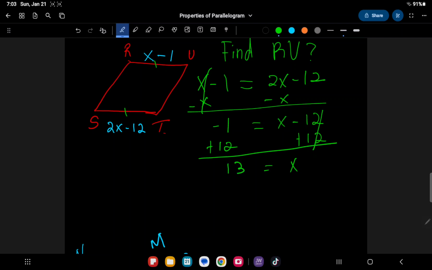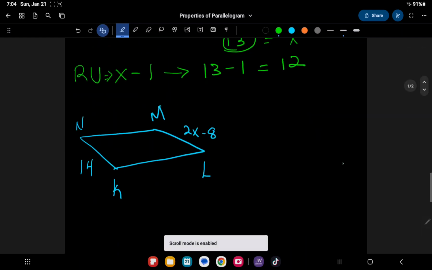So to find RU, I'm going to use x minus 1 and I can substitute 13 for x. So I have 13 minus 1, which is equal to 12, and that's RU. Alright, so that's it. Let's look at another example.